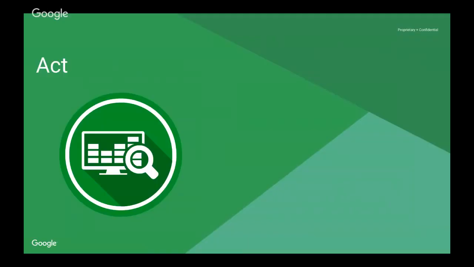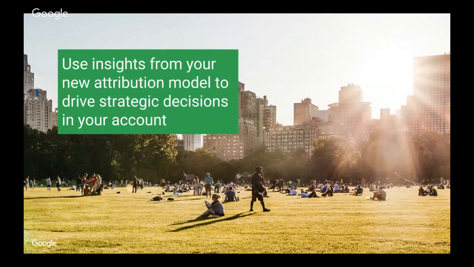So we've taken a look at how we measure and attribute conversions. But once you've measured and attributed your conversions, what do you do with this data? Step 3 in our framework today is to act on these insights surfaced by your new attribution model, based on your bids, your budgets, and even which keywords you're giving the most importance. Take the insights gained through your new attribution model and use them to drive strategic decisions within your AdWords account.